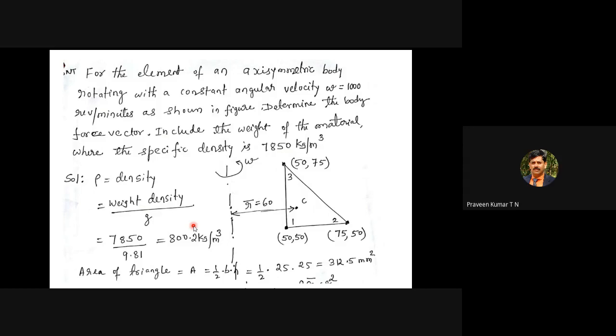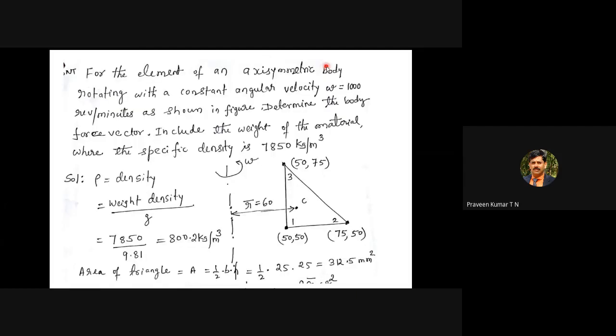Now we require the area of the triangle, and finally the volume. The area of the triangle is half into base into height. The base we can find from this point to this point, that is R2 minus R1, that is 75 minus 50 mm, that is 25 mm. The base is 25 mm. The height is again 75 minus 50, that is 25. So finally, the area of that axisymmetric triangular element is 312.5 mm square.